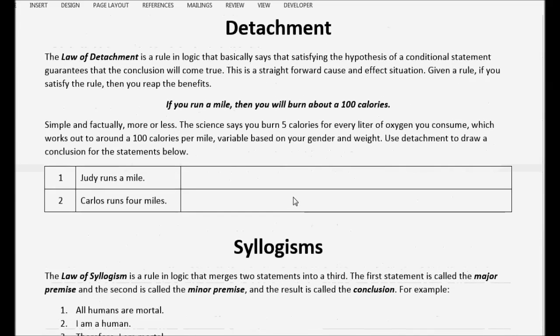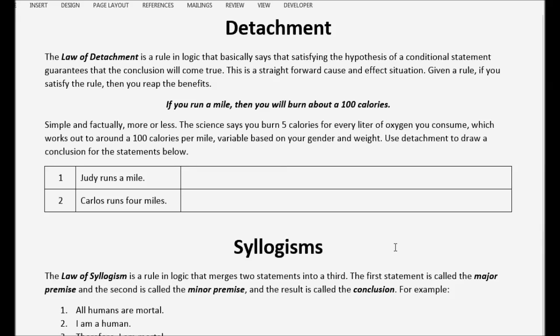Alright, detachment. The law of detachment is one of two fundamental rules of logic. The law of detachment basically says that if you have a circumstance that fits the condition, that fits the hypothesis, then you get to make a new statement that fits the conclusion.